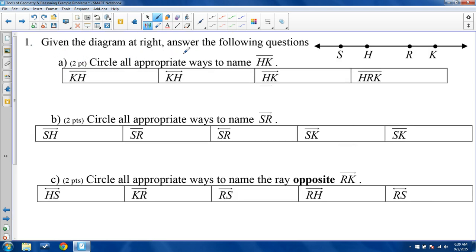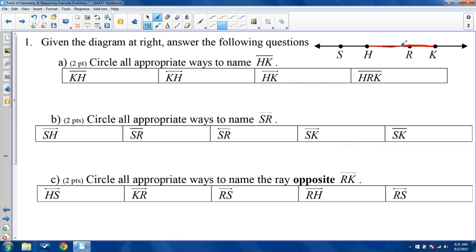Given the diagram at right, answer the following questions. So here we have a diagram. There's a line here that runs through the points S, H, R, and K. Or better yet, all four of these points are collinear. Circle all appropriate ways to name segment HK. So here's the segment from H to K. The endpoints are H and K.